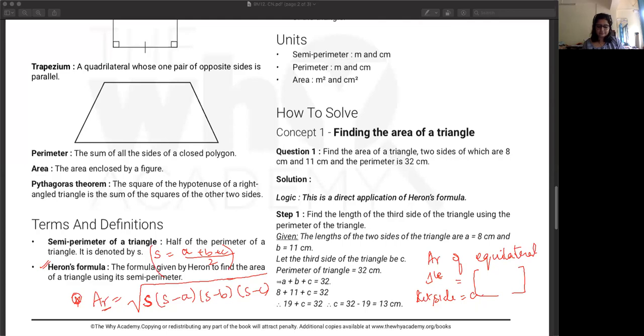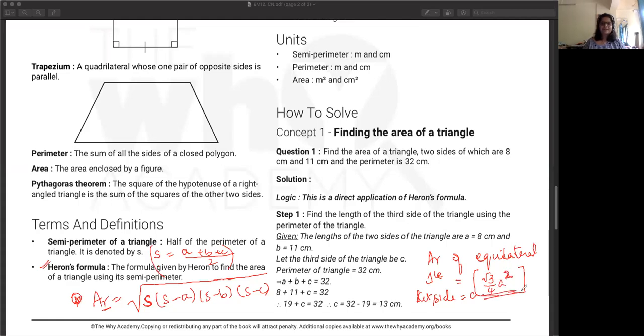Ma'am, would it be root of 3a upon 2 into (3a upon 2 minus a) whole cube? So you've got root of 3a upon 2 into (3a upon 2 minus a) whole cube. So you can simplify this also, right? Root 3 by 4 a square. Can you repeat that? Root 3 by 4 a square. Excellent. That is the correct answer. So the area is root 3 by 4 a square.